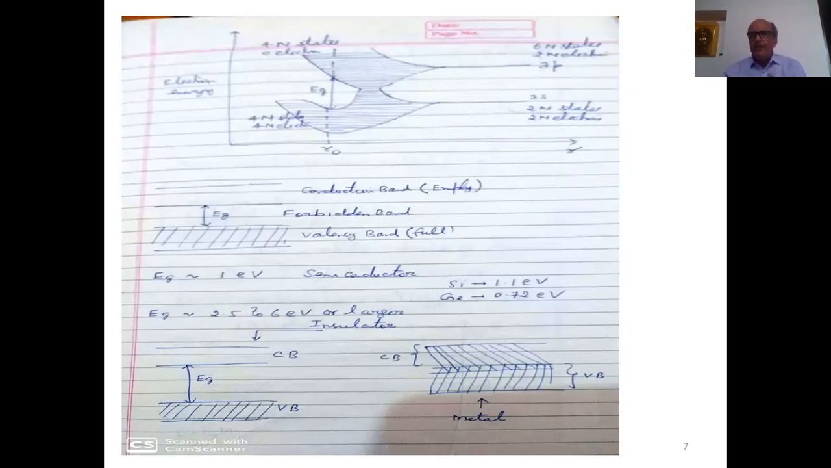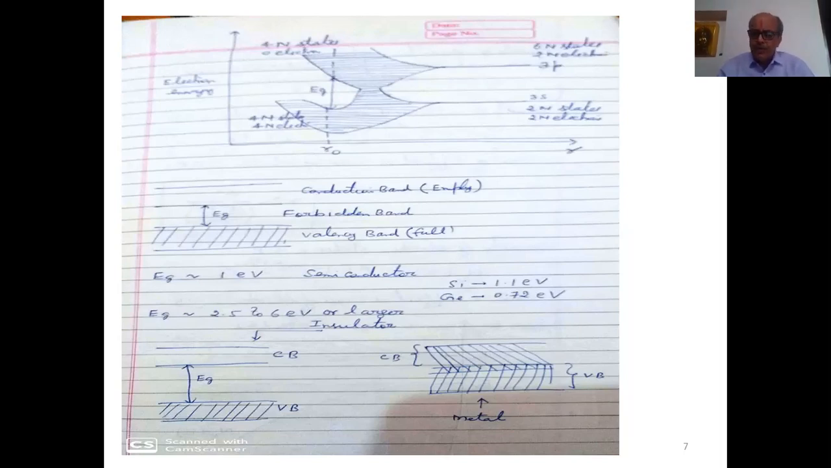Only two electrons can be there at the s level, but for the p level there can be six electrons, two in px, two in py, and two in pz. So if we have n number of atoms and we bring them together, in n number of atoms there will be 2n electrons at the s level. We call them 2n s state electrons. 2n states are there and 2n electrons are there.